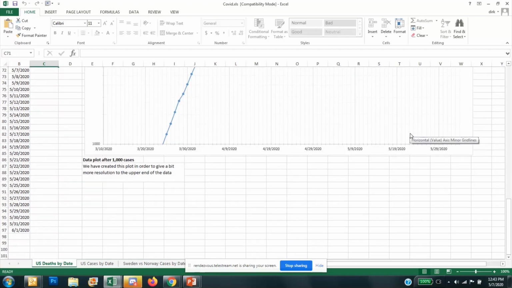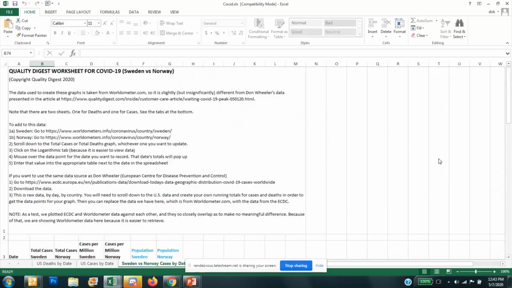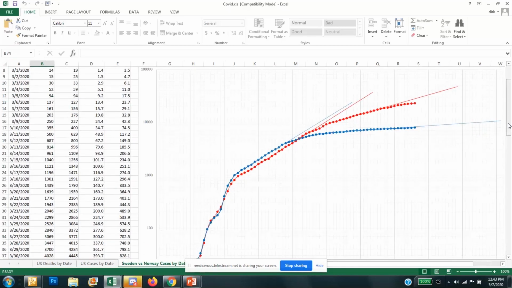But what's really fascinating is when he compares Sweden and Norway. And I want to talk about this a little bit. You should see another chart in front of you here with a series of blue dots and a series of red dots. The blue dots are Norway. The red dots are Sweden. Now, what a lot of people don't know is that Sweden and Norway are right next to each other and they have very similar demographics. Really, the main difference between Sweden and Norway is the population. Sweden's got about twice the population of Norway. We'll talk about that in a little bit.